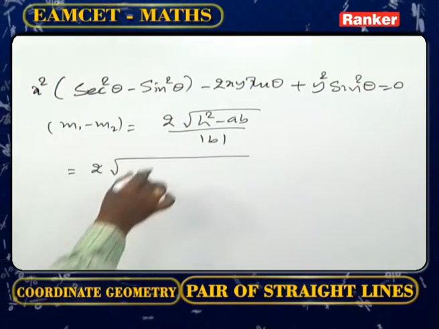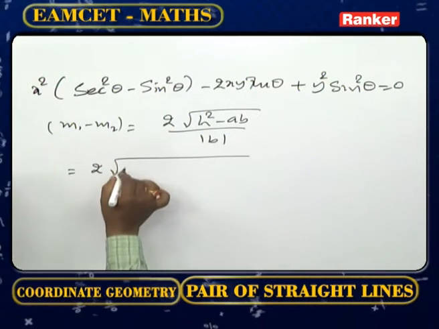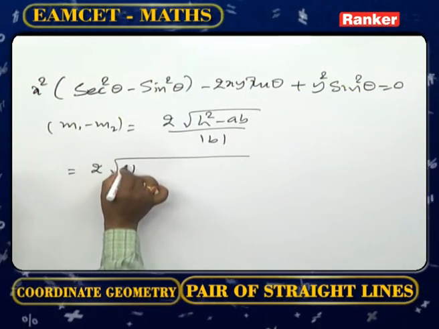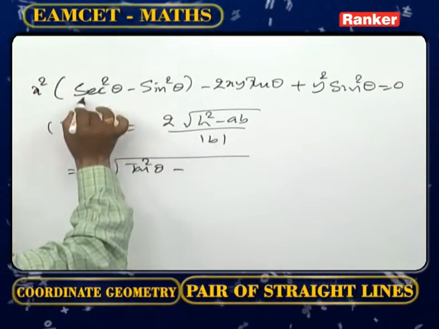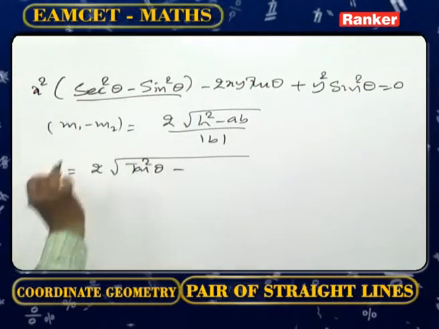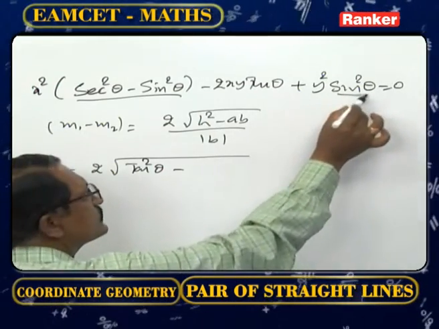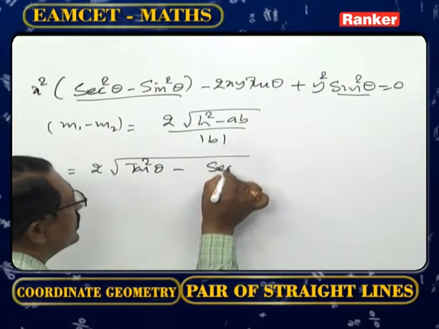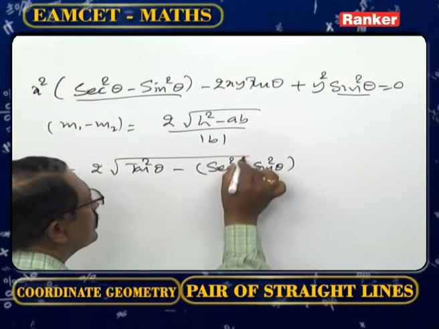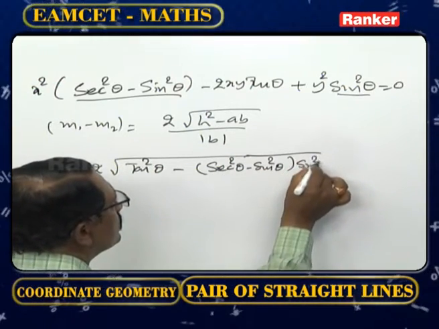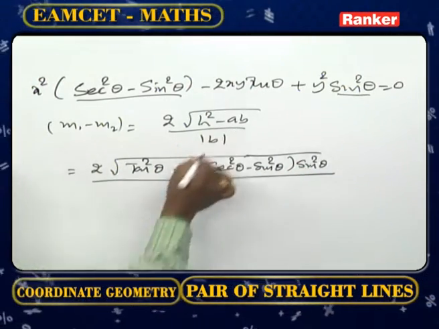Minus tan theta. Now, h square equals minus tan theta whole square, that is nothing but tan square theta, minus ab. Here a equals sec square theta minus sin square theta, b equals sin square theta. Now, sec square theta minus sin square theta into sin square theta by mod b, b equals sin square theta.